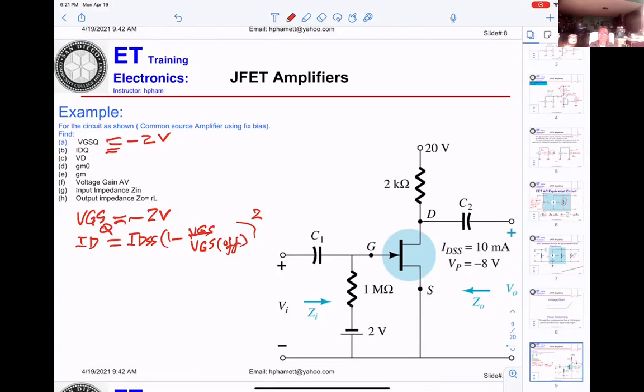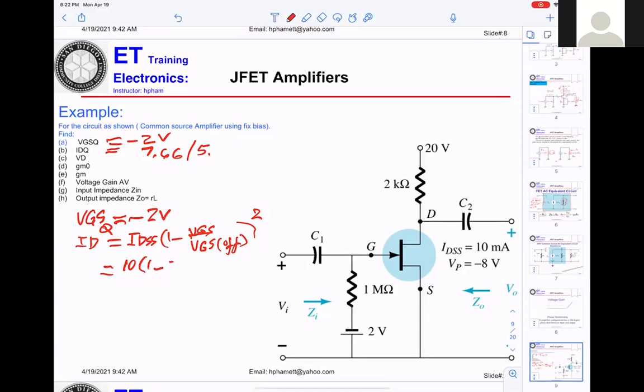7.66. Okay, one gets 7.66 milliamps. I got 5.6. Another one gets 5.72, 5.6 approximately. So I've got VGS over VGS off is equal to 2 over 8, which is 1/4, which is 0.25. So 1 minus 0.25 is 0.75. 0.75 squared is 0.56 times 10 milliamps is 5.6.